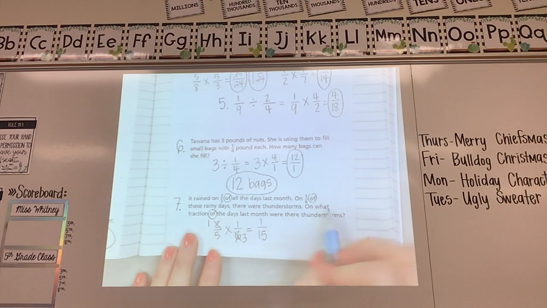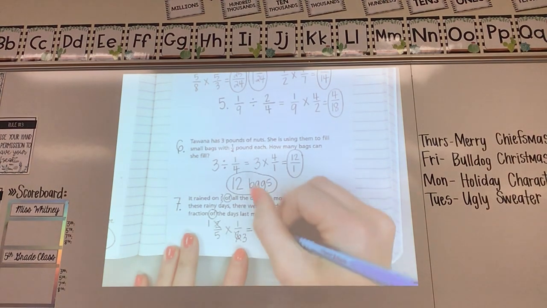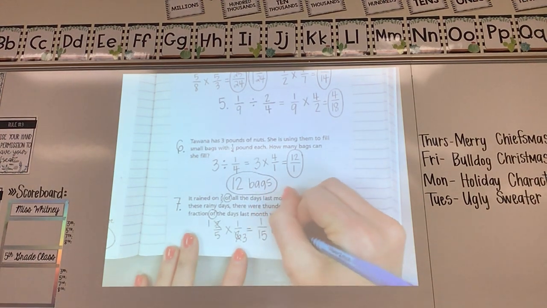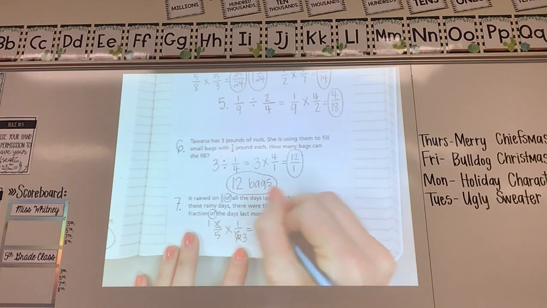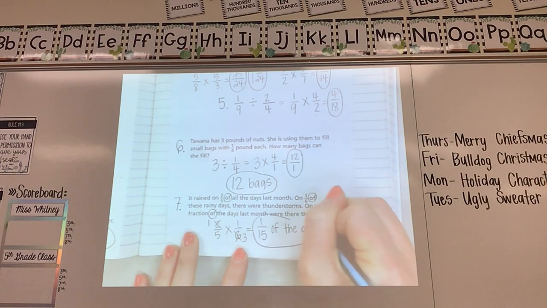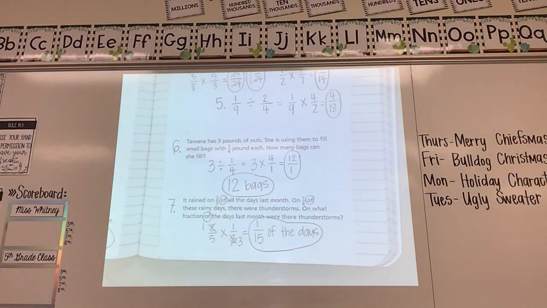It says, on what fraction of the days last month were there thunderstorms? 1/15 of the days, I think would sound the best to answer that question. There were thunderstorms on 1/15 of the days. And there we go. So be extra careful, pay attention to your signs, take your time so that you are doing the right thing, whether you're supposed to multiply or divide and following all the right steps. Good luck, do your very best. You've got this.